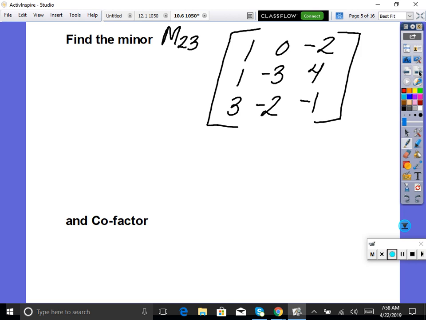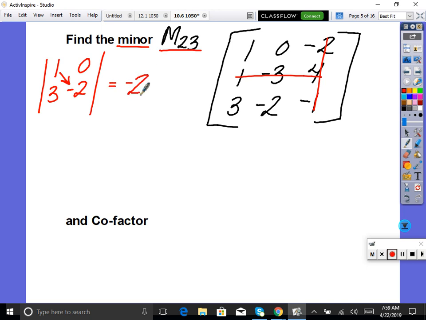Alright, now I'm just going to test your abilities real quick, and then I'll give you the formula. Find the minor, this. So what does that say to do? Delete row 2, column 3. So then we would do the determinant of 1, 0, 3, negative 2. So to find the determinant of a 2 by 2, 1 times negative 2 is negative 2 minus 0 times 3. So our determinant is negative 2, our minor determinant.